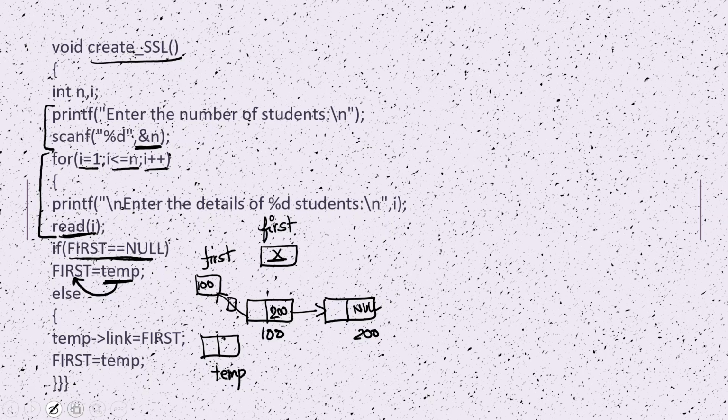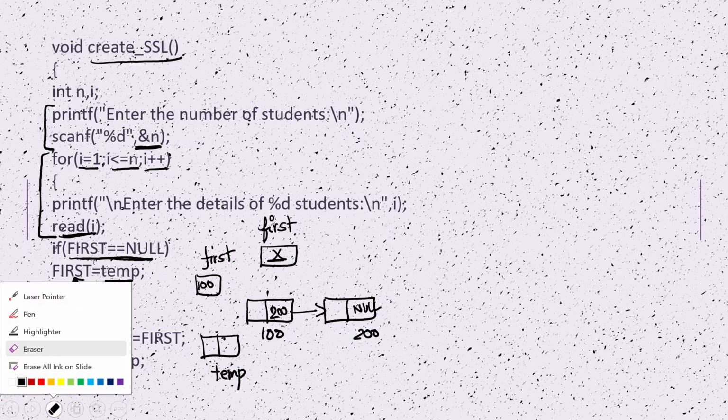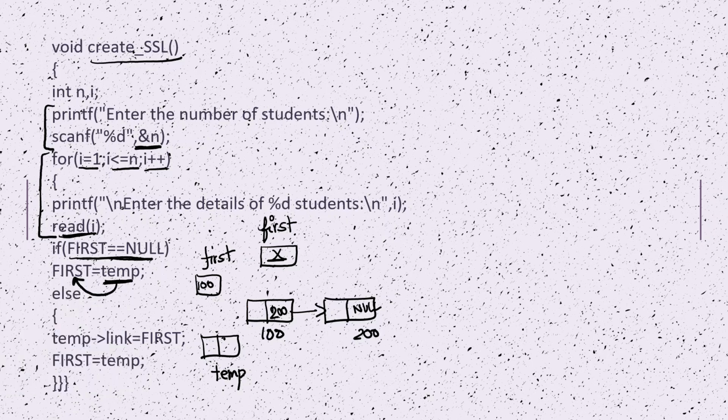So the connection of this one has to break. In turn, a connection has to be formed like this, and this has to point over here. So temp's next, or temp's link, this part, should be pointing at the first. Previously the connection was like this, so this would be the first one.